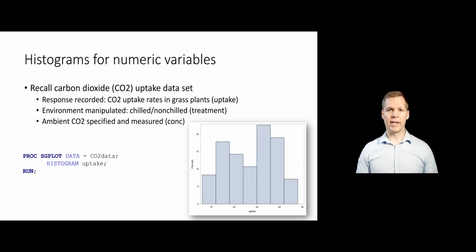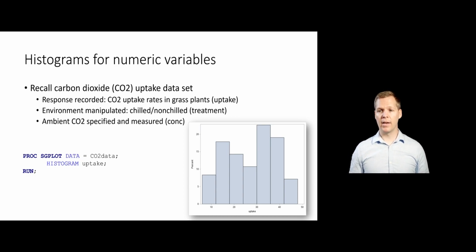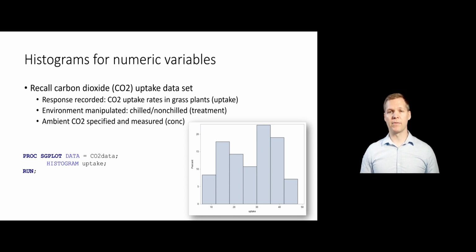Well, if I want to create a histogram in SAS, we talked about using this PROC SGPLOT procedure to create our graphs. And we're going to use the same procedure here. All we need to do is change the statement that requests the type of plot. So we're going to use the histogram statement, and we just specify the variable we want the histogram for. And so you can see over here on the right a histogram of this uptake variable. Okay, so this gives us some idea about the pattern that we see in this data set.